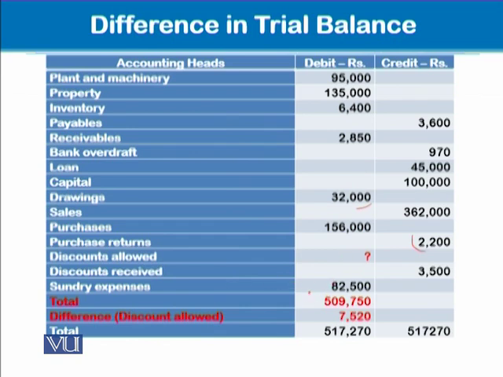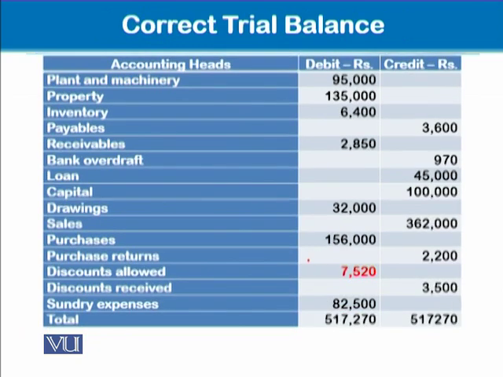So what to do? First make a total of all these given figures on each side. We see that the credit side is heavier than the debit side and the difference is 7,520. Since there is only one figure which is missing, we will consider this difference as our discount allowed. So this is how you will be helping Anjum in tracing her discount allowed balance.